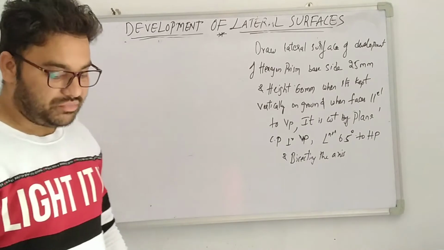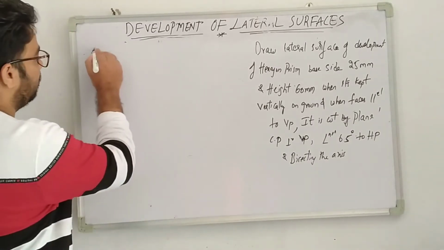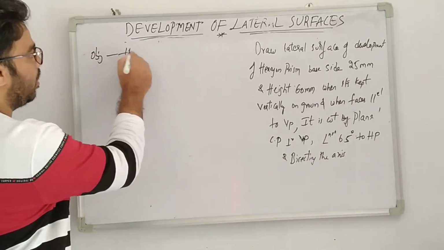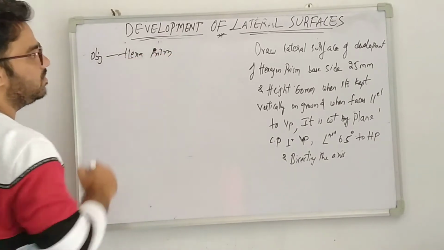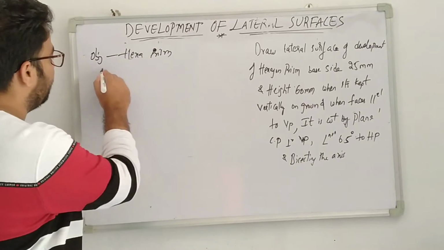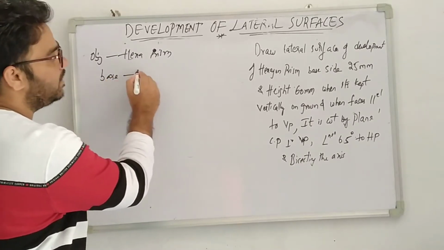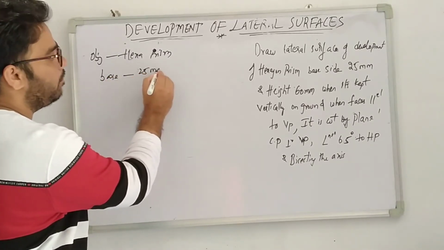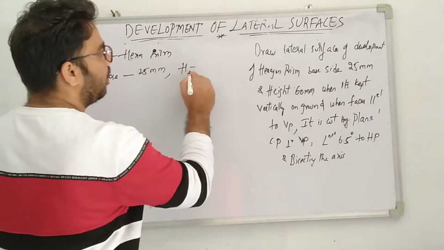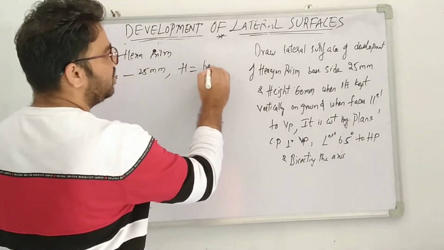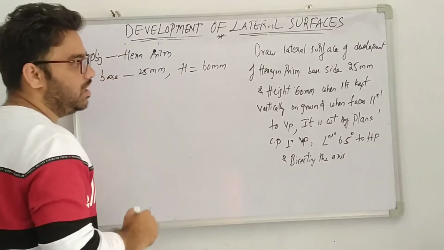So what is the object? The object is given here. The object is a hexagon prism, and the base side is mentioned. The base side is 25 mm, and the height of the axis, or the longer edge height, is 60 mm.